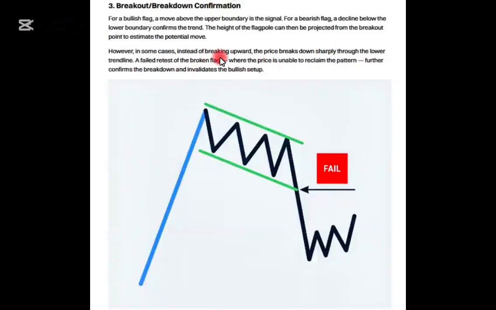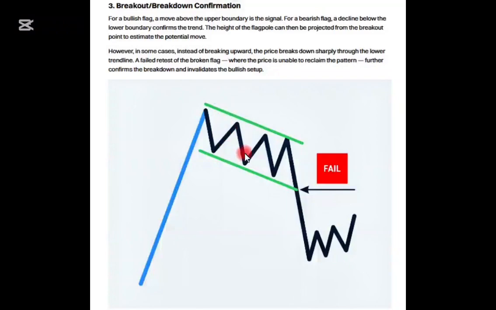Breakout slash breakdown confirmation. For a bullish flag, a move above the upper boundary is the signal. Okay, for a bearish flag, a decline below the lower boundary confirms the trend. All right, but what we have here is a failed flag. So this is meant to be a bullish flag, but it actually did fail. Okay, this is the reason why I said that you don't have to use just your trend line and your volume indicator to trade your flag patterns. You need to combine a lot of indicators, and when you have a very valid confirmation, you can go in for your trade.